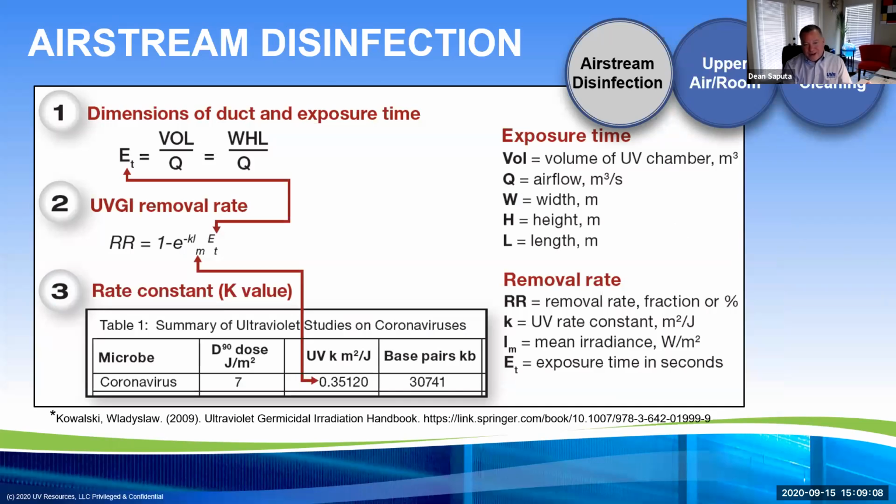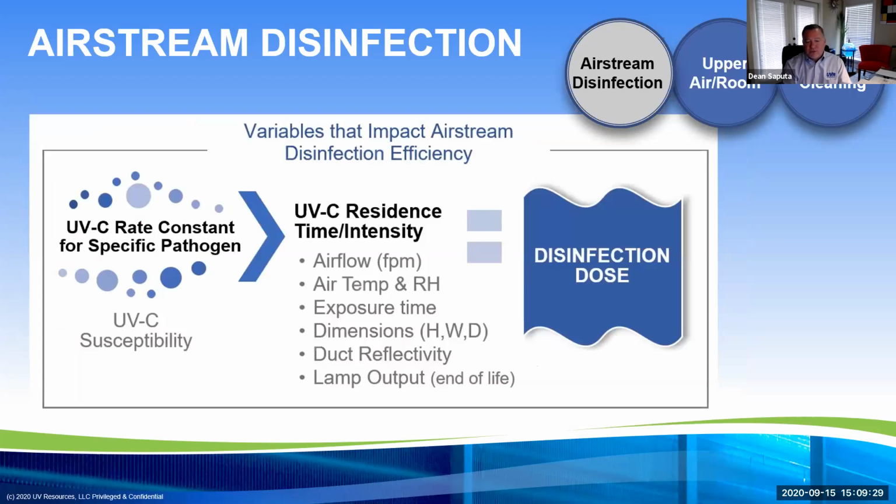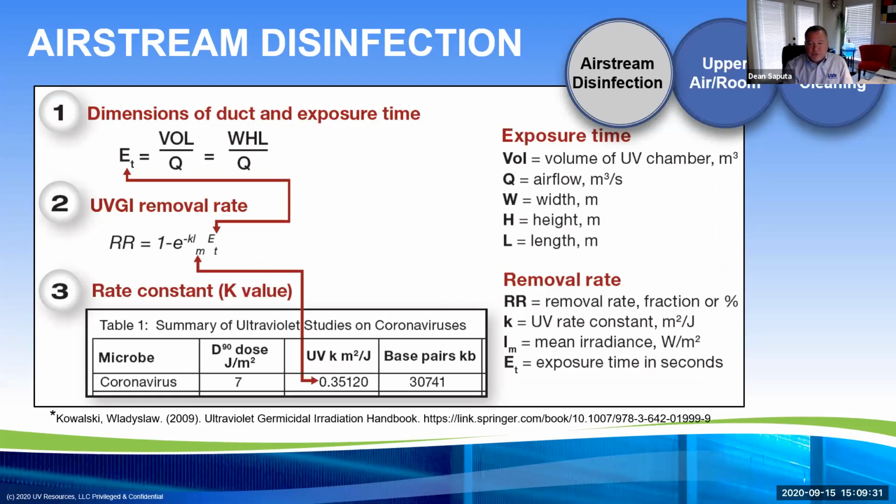We need to know what's called a rate constant of the product that we're trying to inactivate. This particular one that we're looking at is a coronavirus. So we know the rate constant, or what's called a K value, of what it takes for us to inactivate that product. Taking your height, your width, your depth, your airflow, and your removal rate, we can tell you exactly, and again, I apologize, the timer's on, how much removal rate you can get with the number of lamps you can put either in a duct system or in an HVAC system.